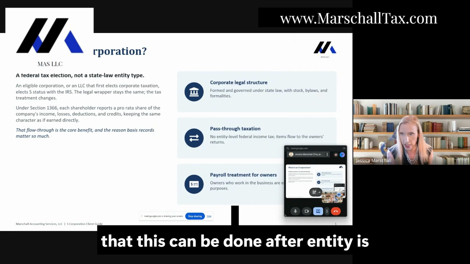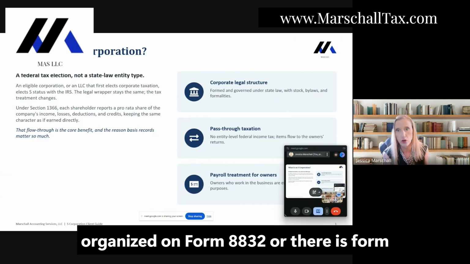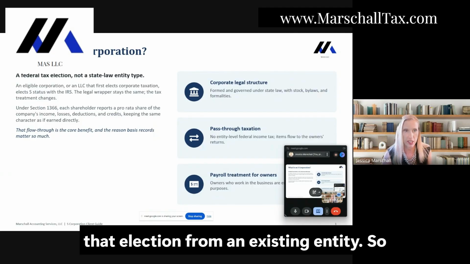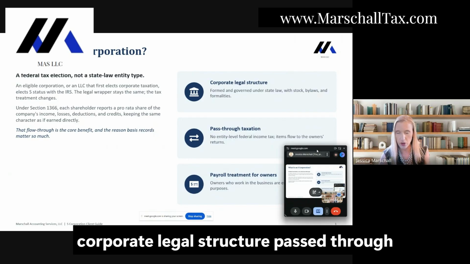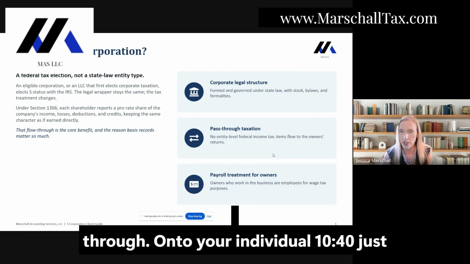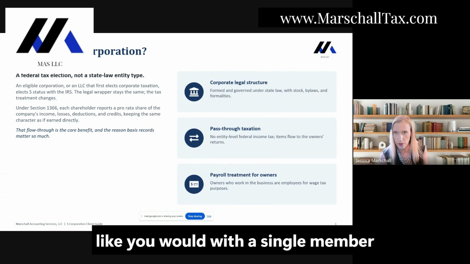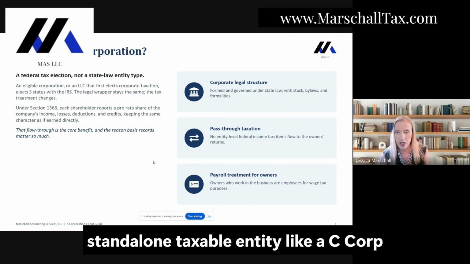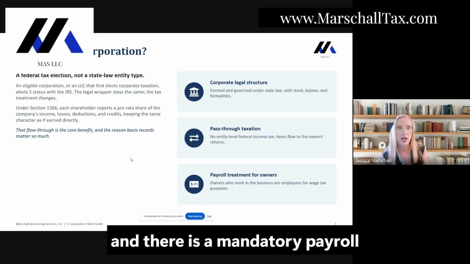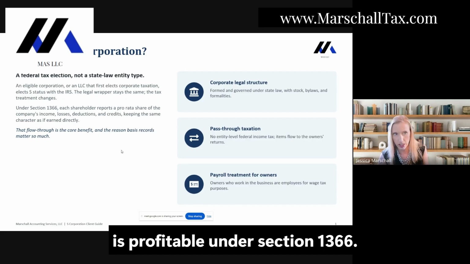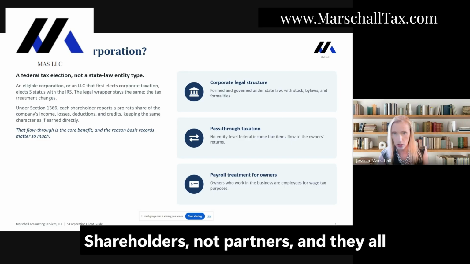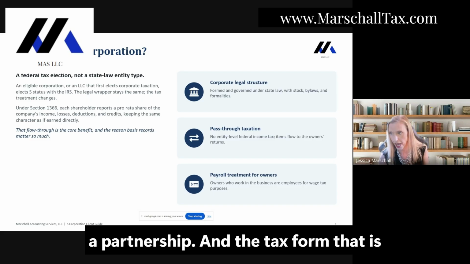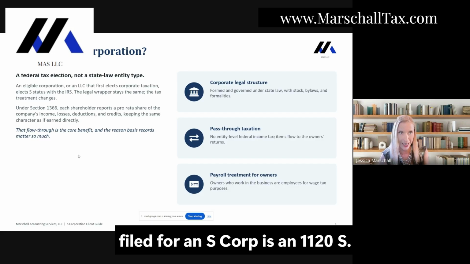There's a check the box that this can be done after the entity is organized on Form 8832, or there is Form 2553, which can be faxed in for making that election from an existing entity. So it has a corporate legal structure with pass-through taxation, meaning it is still passing through onto your individual 1040, just like you would with a single member LLC or multi. It is not a standalone taxable entity like a C Corp, and there is a mandatory payroll treatment for owners if it is profitable under Section 1366. Shareholders, not partners, all receive K-1s, much like they would with a partnership, and the tax form that is filed for an S Corp is an 1120S.